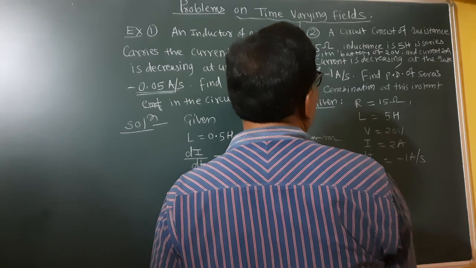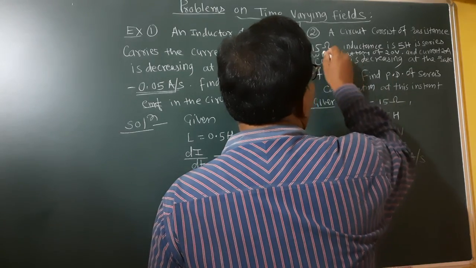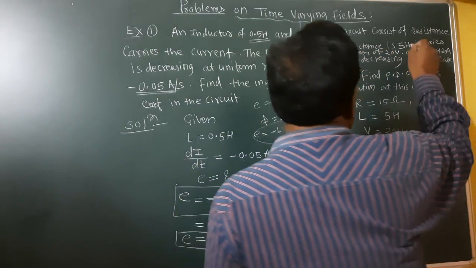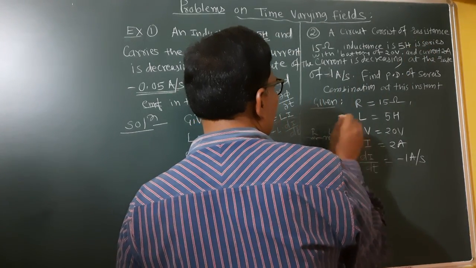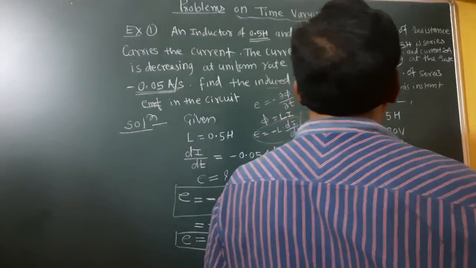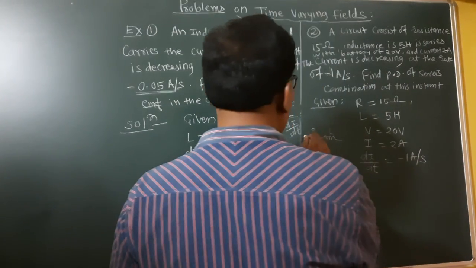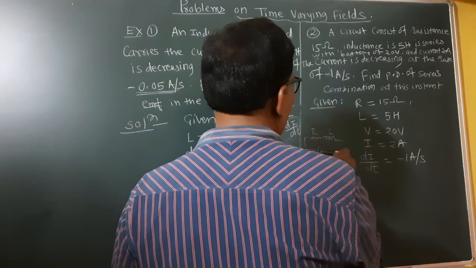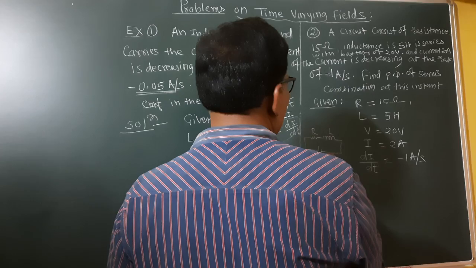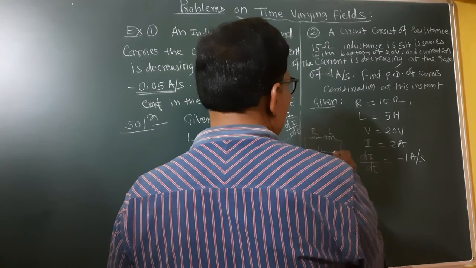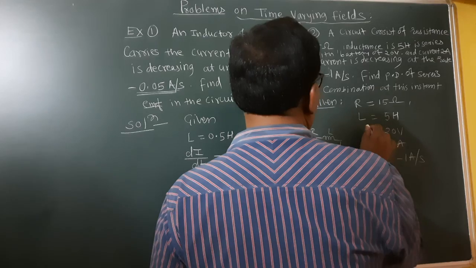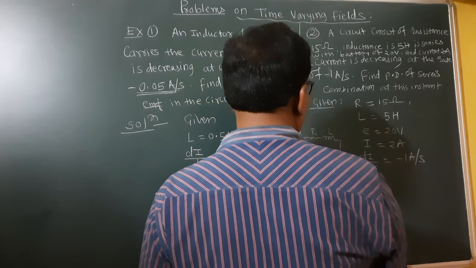A circuit consists of a resistance of 15 ohm and an inductance L, with a current of 5 ampere. That is R, and this is L. It is connected in series with a battery. The battery's EMF, E, we have to consider as 20 volt.